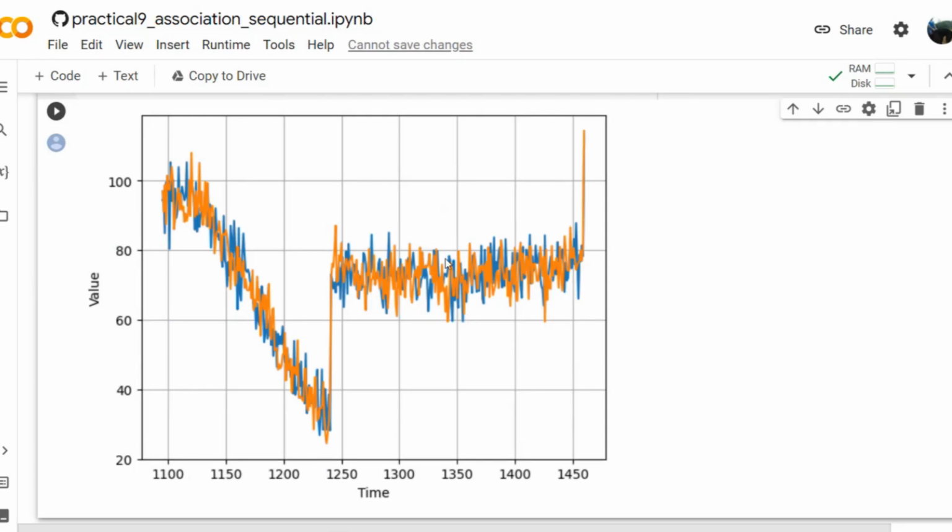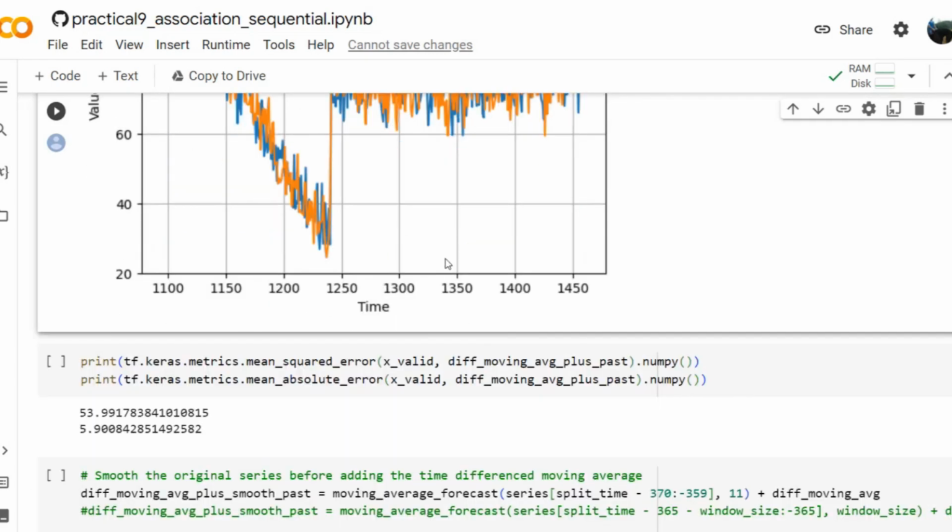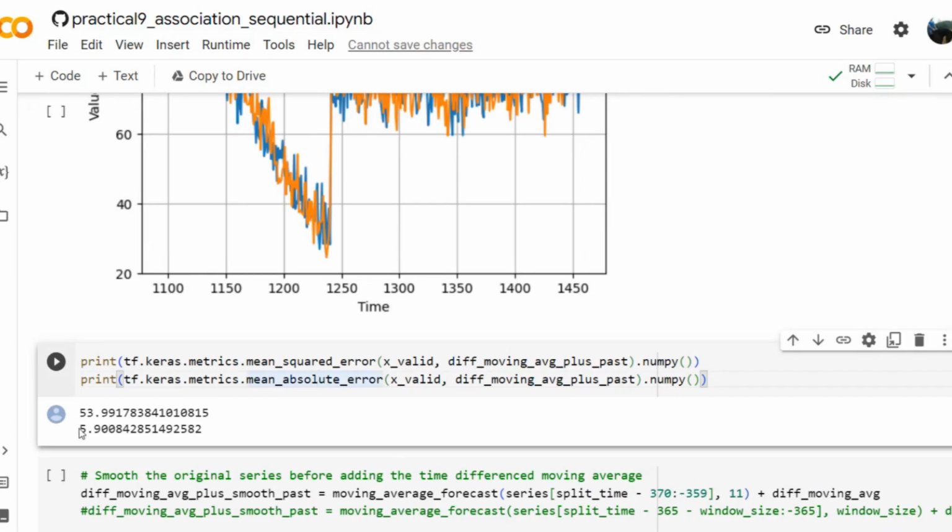Absolutely this one, much better. And if you calculate now the mean absolute error, you're going to get 5.90, which is slightly better than naive forecasting. So now we are getting into something.